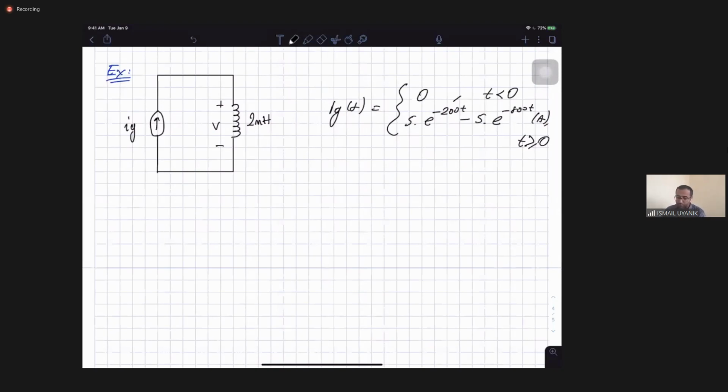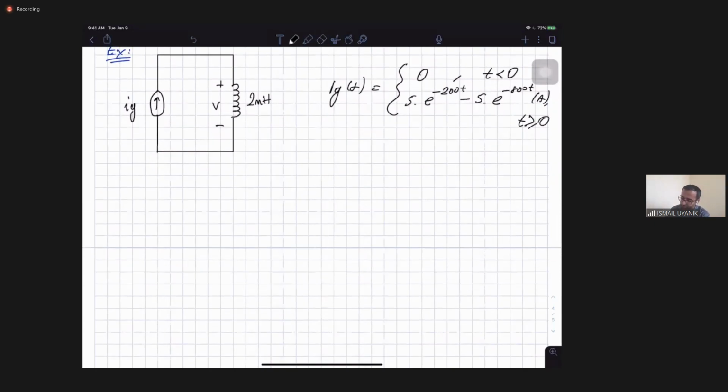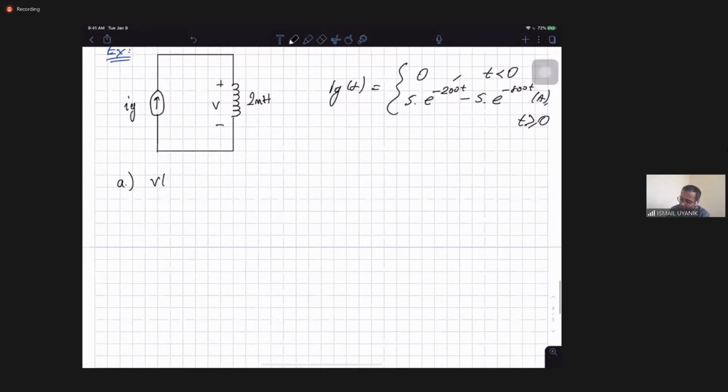This question has a lot of subparts, but let's do them one by one. I won't be able to write them all and solve. So it says, what is the initial voltage at t is equal to 0? What is the initial voltage across the terminals of that inductor?